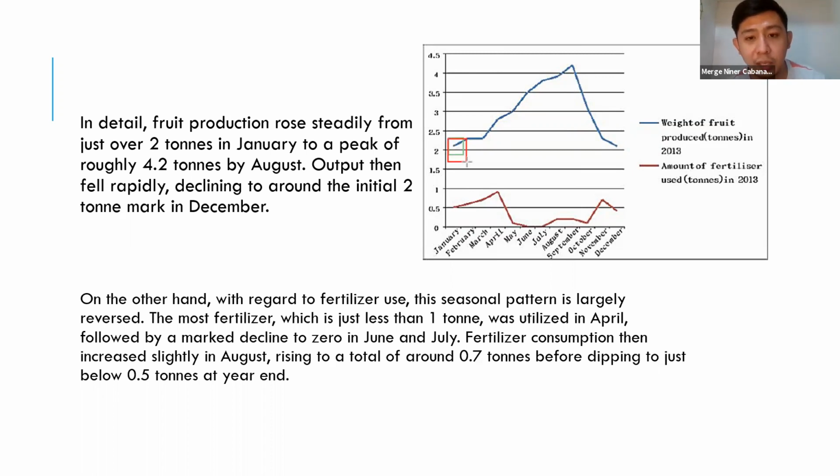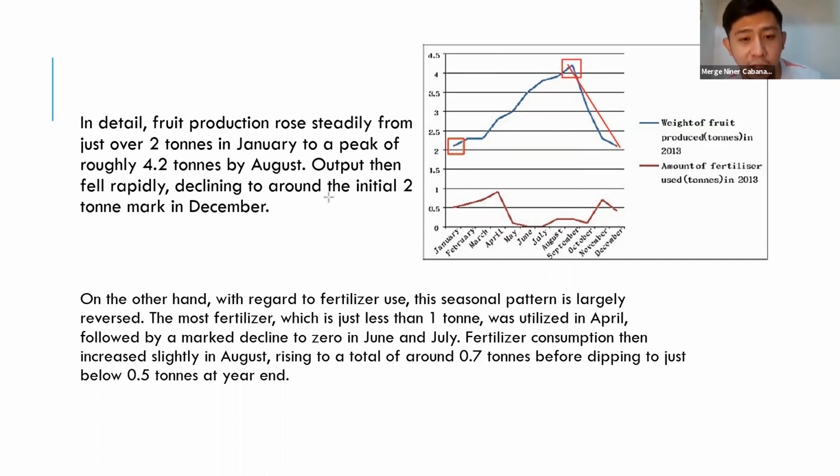So if this is the starting figure, and then this is the peak figure, again, this is important, output then fell rapidly. Is it okay if I'm going to use the word rapidly? Yes, because look at how fast the decline was. From 4 tons, it returned to its initial figure of 2 tons.